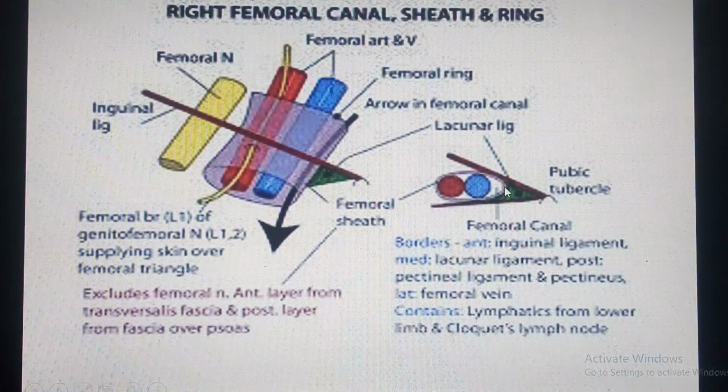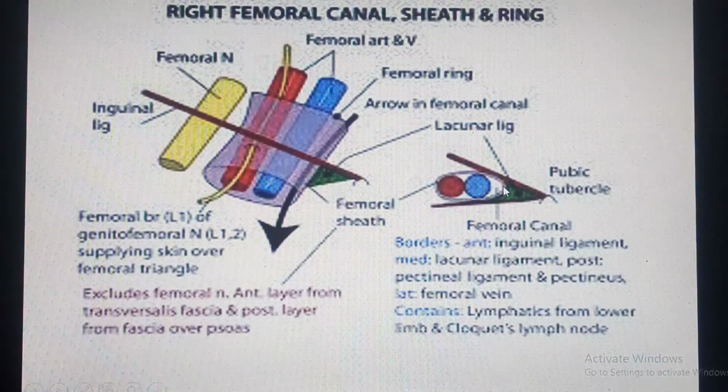And then one other thing you have to know is that there will be boundaries. For the boundaries, anteriorly we are going to have the inguinal ligament. As you can see, the inguinal ligament is over here. At the posterior aspect, you can't see it here, but posteriorly you saw that there was the pectineus muscle, together with its fascia, which will form the posterior boundary.